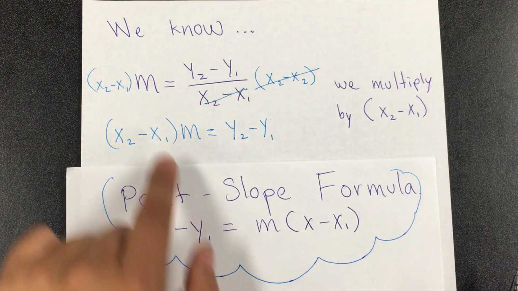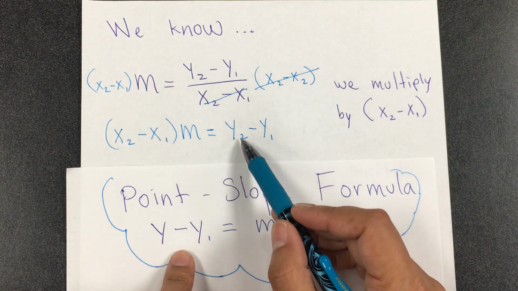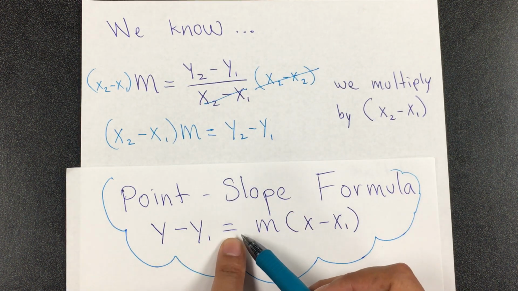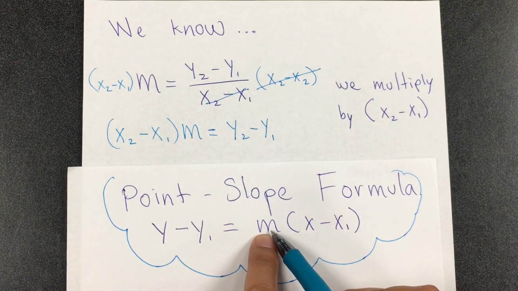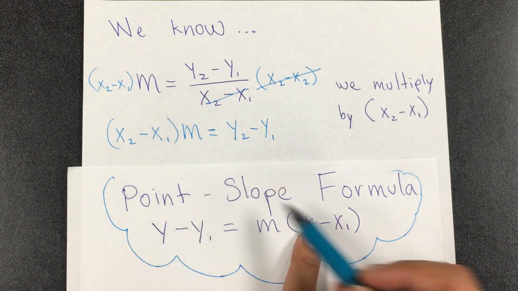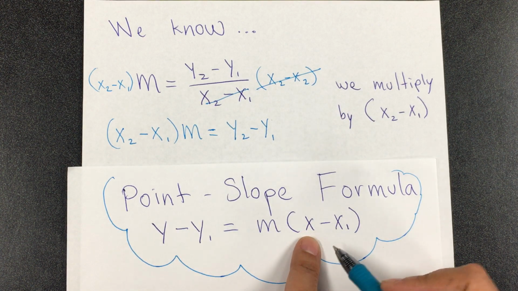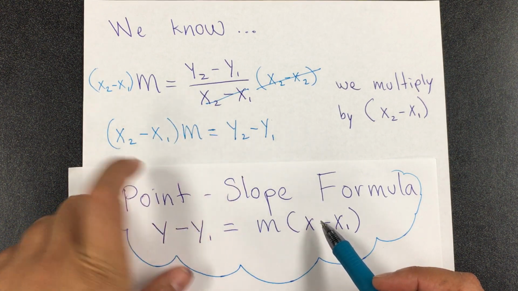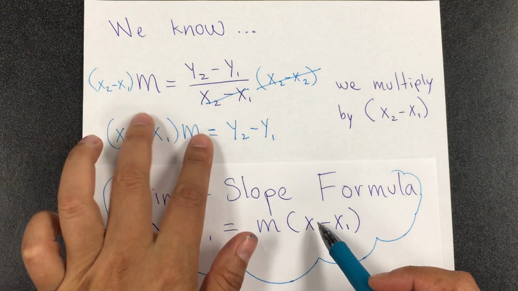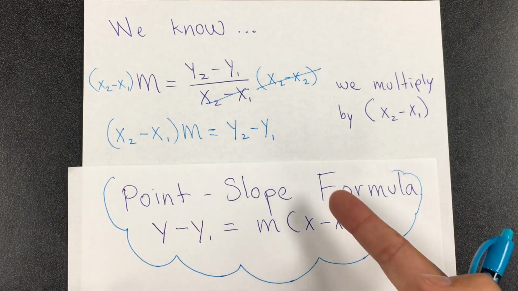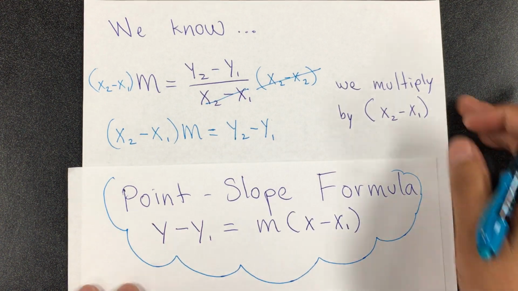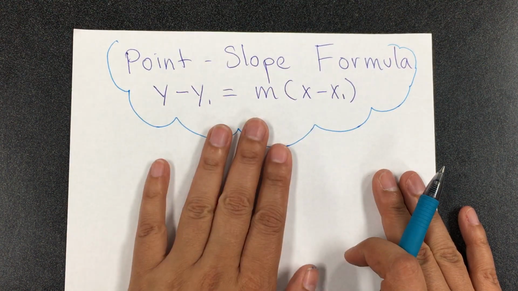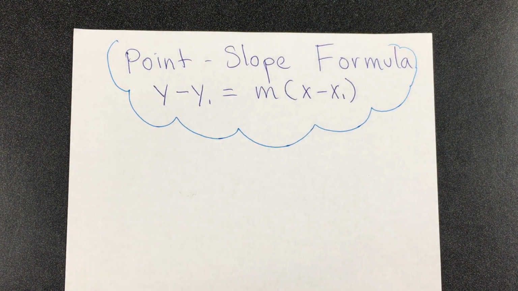What is the similarity between these two? Well, you have y2 minus y1 in here, except that you don't have a 2, equals the slope being multiplied by x2 minus x1, except that you don't have the 2. And why is that? The x2 and y2 come from having a second point, but in here we're going to be given only one point. So that's why it doesn't have the 2 for x and y. Okay, so this is what we're going to be using. That's where it comes from. It comes from the slope.